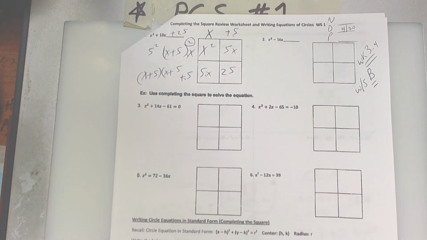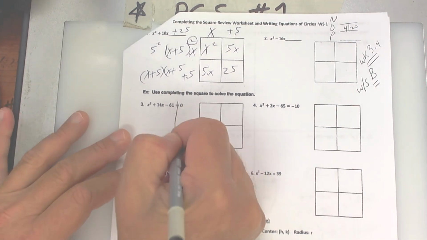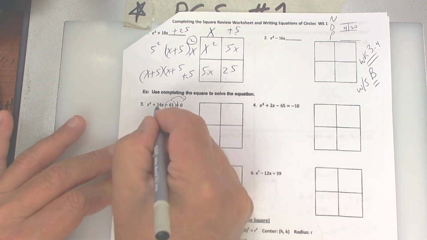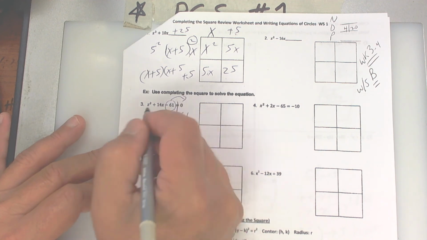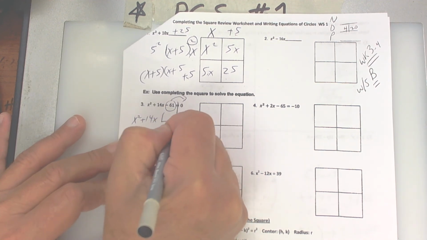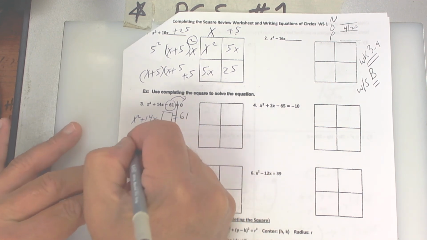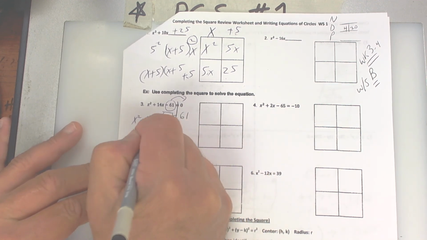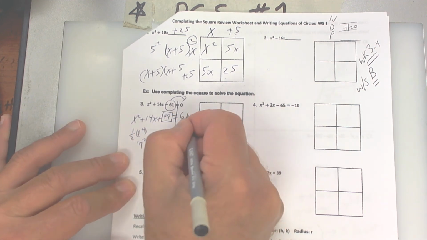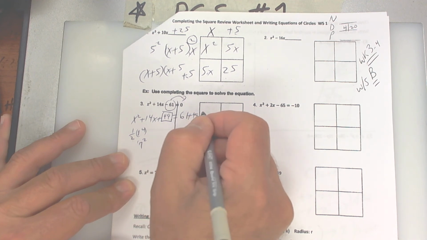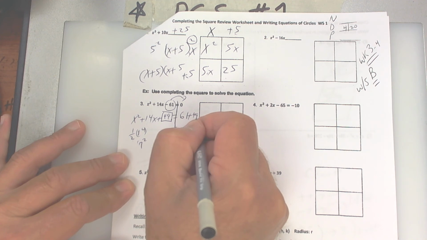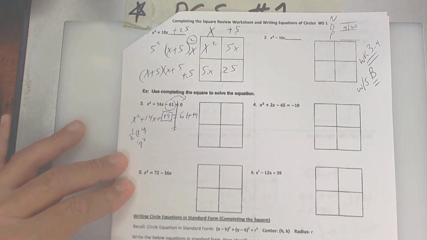Okay, just like that. This one right here, you got to get the 61 to the other side. So that's going to become a positive 61, and then you have to do half of 14 and work it out. So it's going to be x squared plus 14x, and then plus some number. So half of 14 is 7, and then 7 squared is 49. So you're going to add 49 to both sides, and when you do, this gives you, I don't know what that gives you, let me think here a minute.